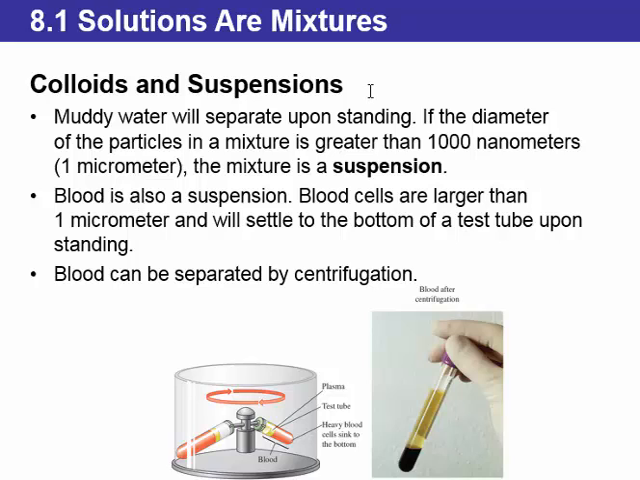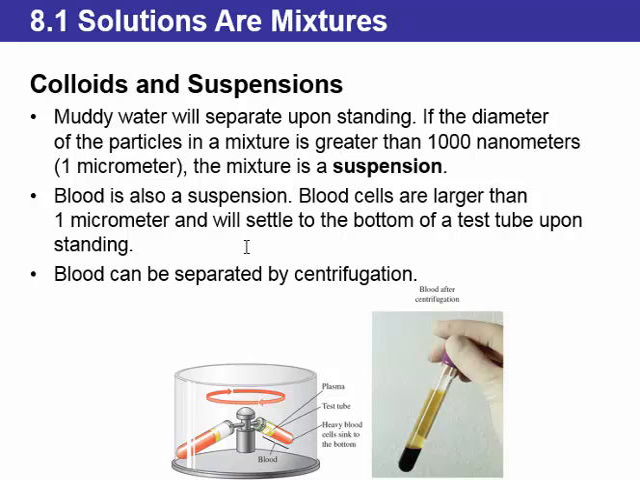Now a suspension, on the other hand, will separate upon standing. So if there are particles in a solution that are greater than 1,000 nanometers, which is 1 micrometer, the mixture is known as a suspension, and after it sits for a while, the particles will settle to the bottom. So muddy water is an example of a suspension, as is blood.